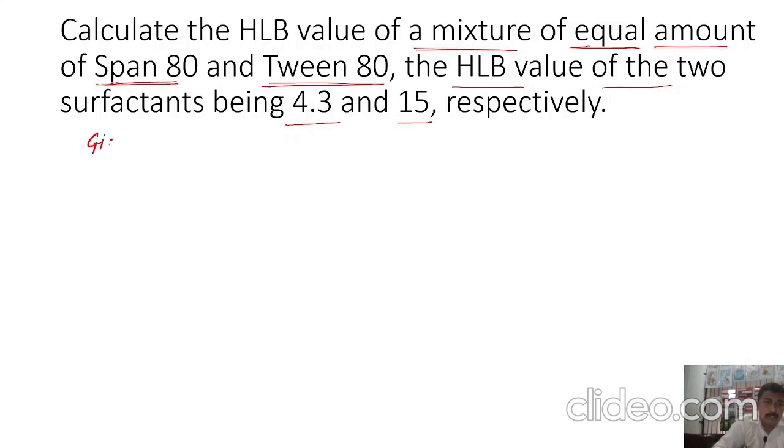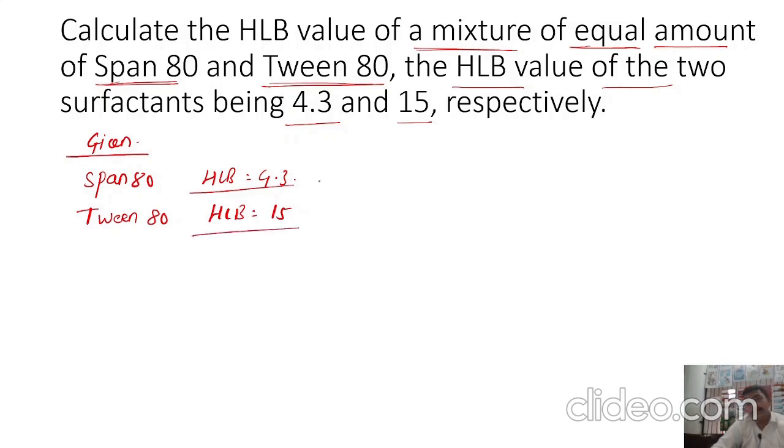First of all, we will write the values given related to Span 80. HLB of Span 80 is 4.3. Then the next surfactant is Tween 80. HLB of Tween 80 is 15. These two values are given in the numerical. Now one more important thing: how much proportion of these two you have to use in the mixture. In the mixture you have to add equal amounts. So 50% of Span 80 and 50% of Tween 80. This is the equal amount. Total mixture is 100%. In the 100% mixture we have 50% Span 80 and 50% Tween 80.